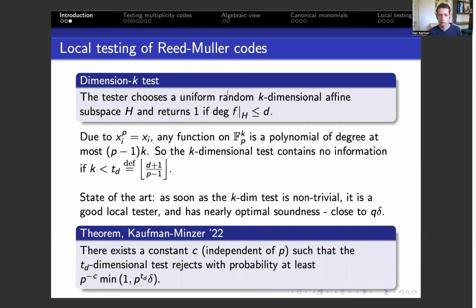Now the state of the art says as soon as the k-dimensional test is non-trivial, it's actually a good local tester with nearly optimal soundness. So we can look at the theorem of Kaufman and Minzer from just a few months ago, which tells us that the k-dimensional test is an optimal local test up to a loss polynomial in the size of the field.